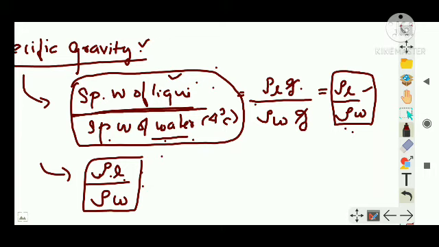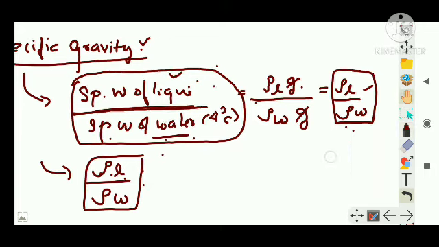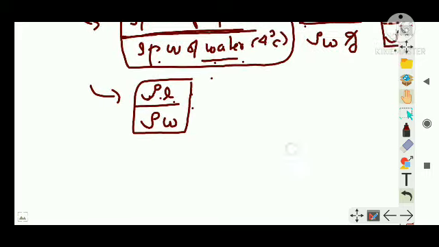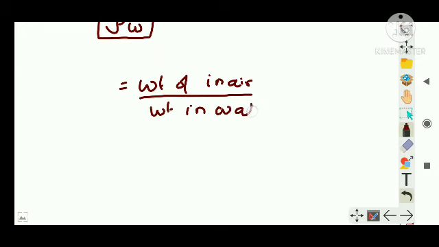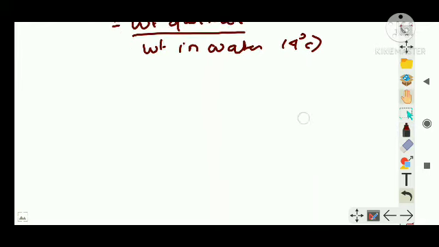And someone asks you, is there any other definition for specific gravity? Yes, there is another definition for specific gravity, which is the weight of an object in air by the weight of that same object in water, obviously at 4 degrees Celsius. So another definition for specific gravity is the weight of an object in air divided by the weight of the object in water. This you have to know. Clear?